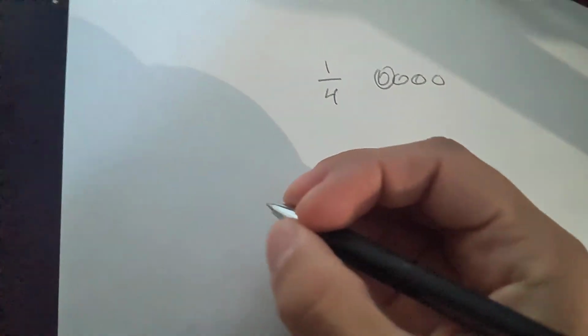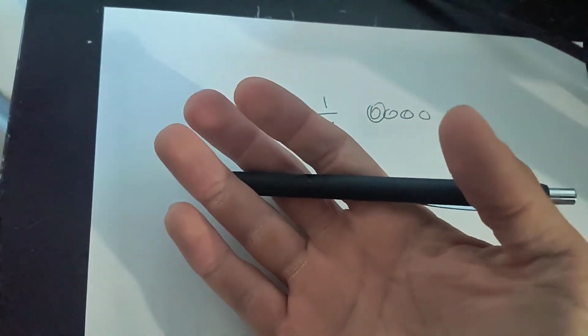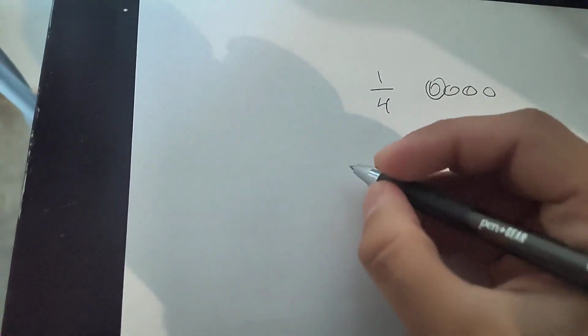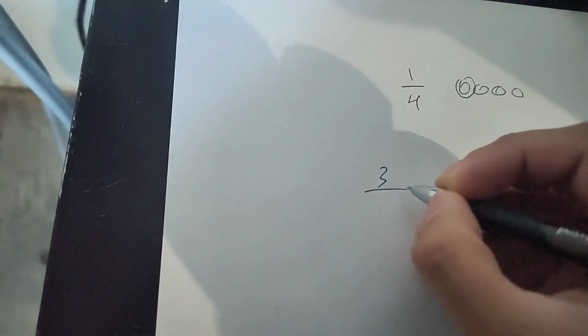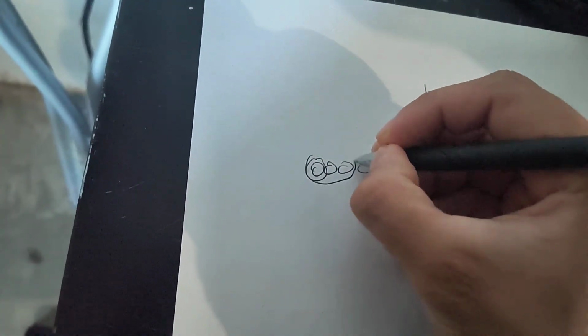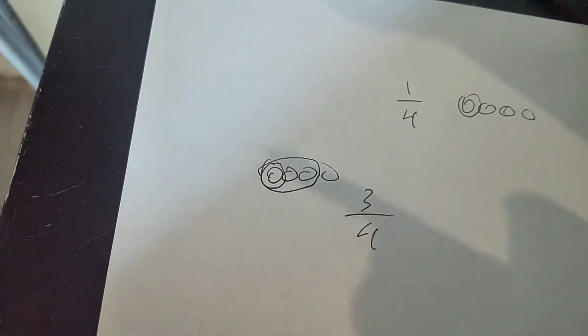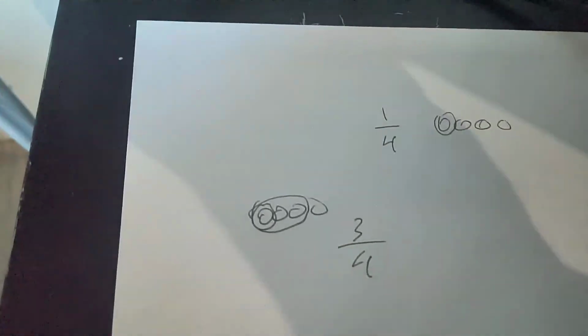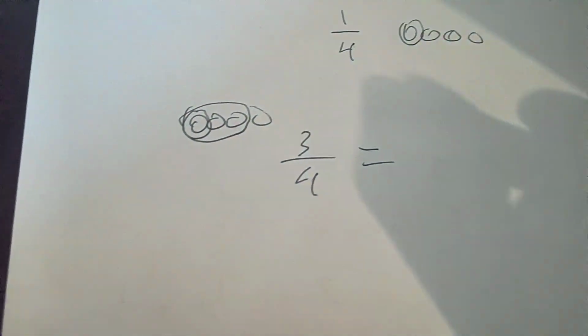Now, but what if you have, let's say, 3 out of 4, which would be 1, 2, 3, 4 balls, and you have 3 out of those 4 balls. How can we decompose this to unit fractions?